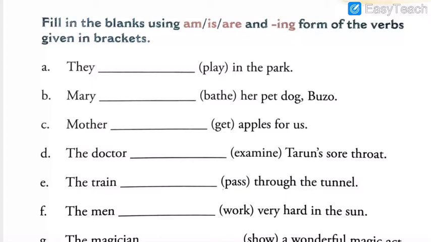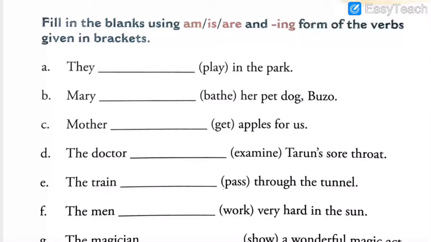Okay, I hope you are ready now. Let's start. Question A. They dashed in the park. So, first of all, you have to choose am, is, are. Can you say "they am"? No. Can you say "they is"? Obviously not. Can you say "they are"?